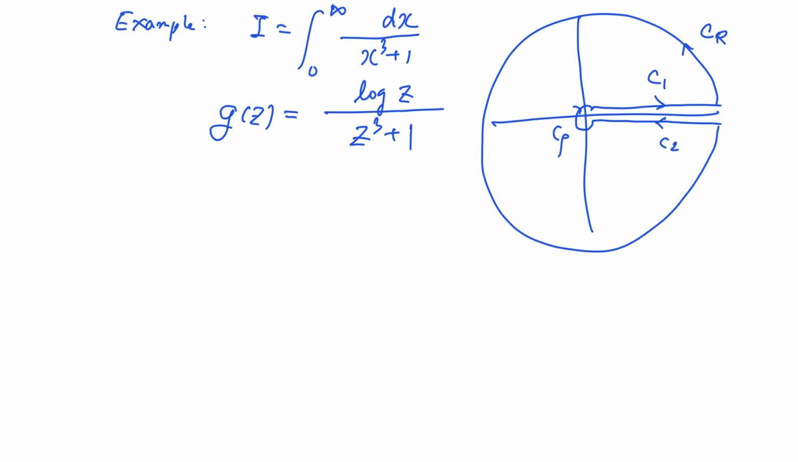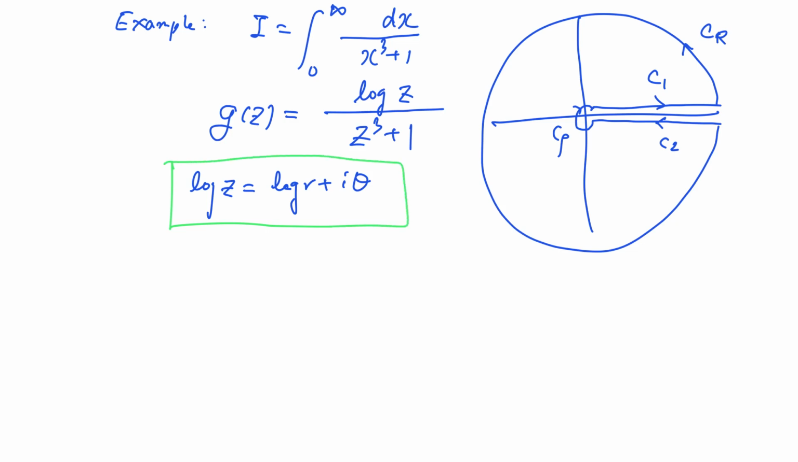Or you can consider FG, so it's okay. But I choose a different alphabet because FG is usually, when we say FG, 1 over z squared plus 1, but it has nothing to do with that. So, right, according to the definition of a log function, this is not single valued, right?